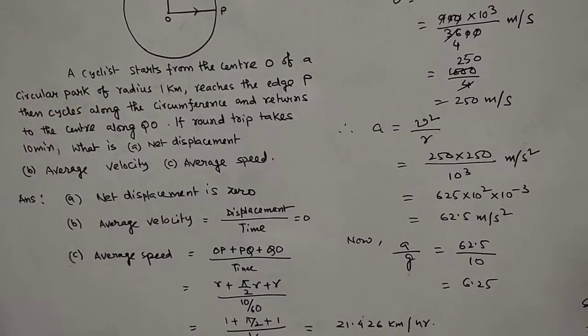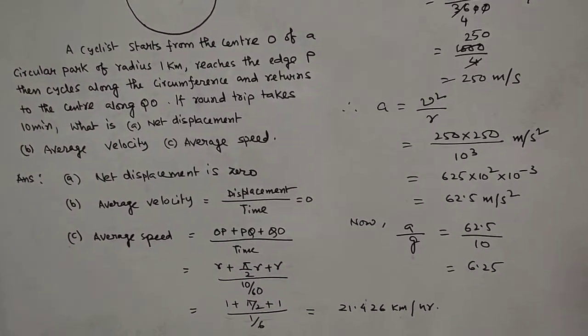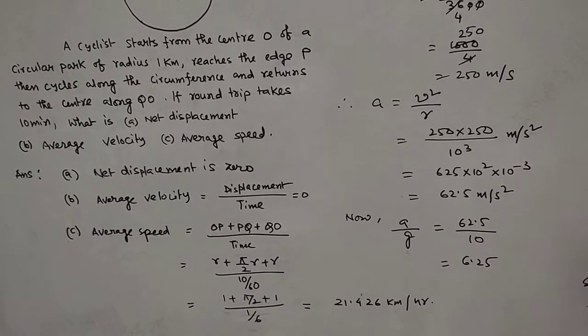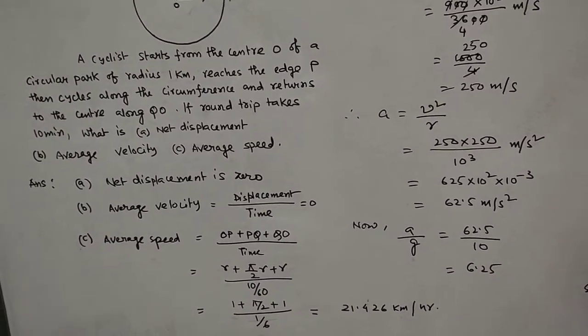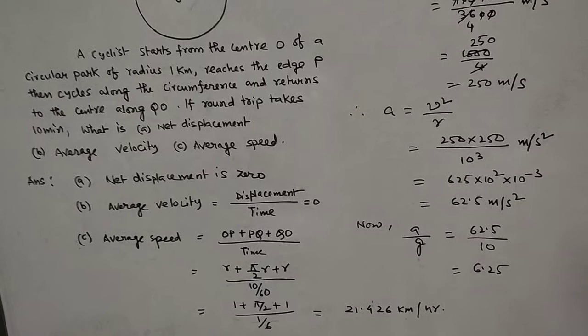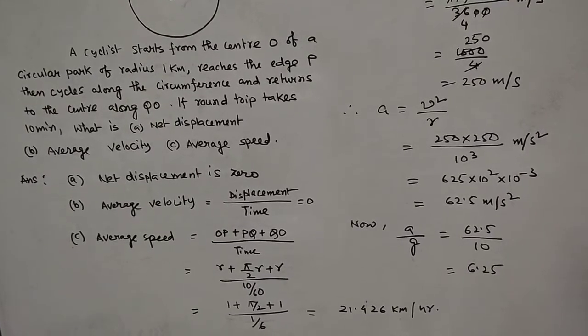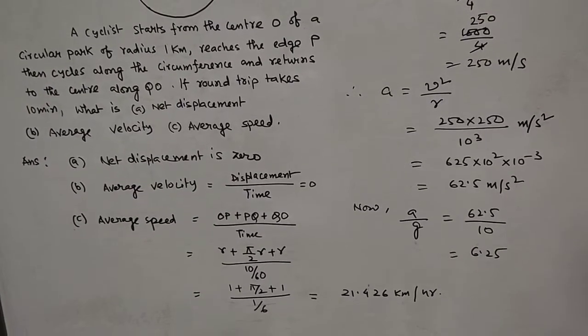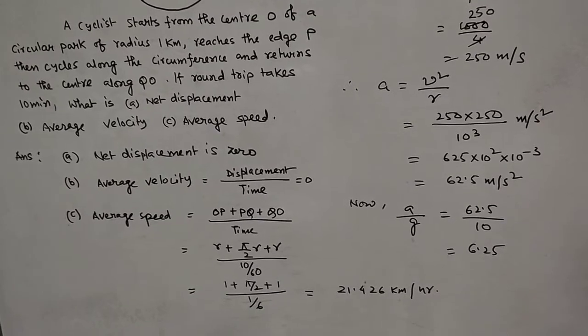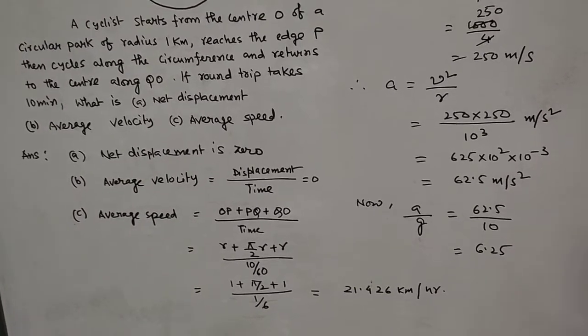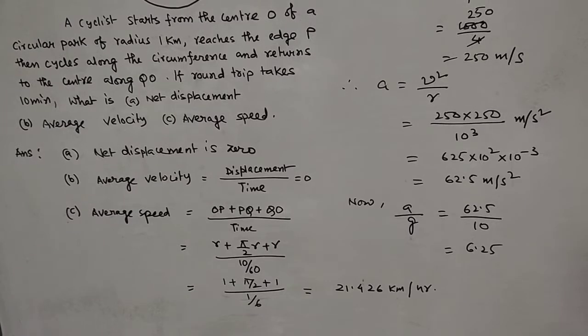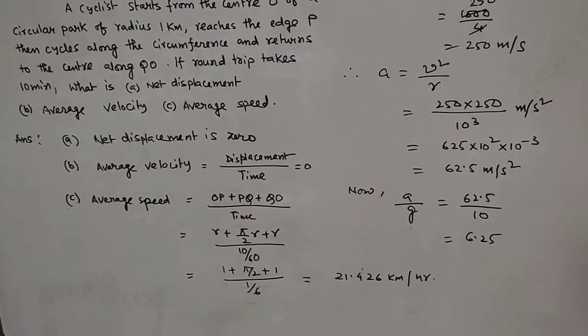Now the radius is 1 kilometer, given. So 1 plus pi by 2 plus 1. And time is given as 10 minutes. So make it in hours, 10 by 60, which is 1 by 6 hour. If you simplify by substituting the value of pi as 3.14, you will get 21.426 km per hour. So please check out the calculation part by yourself.